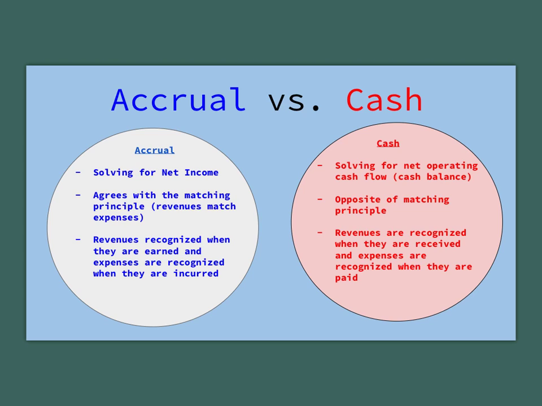On the other hand, when we talk about cash accounting, we're trying to solve for the net operating cash flow, or more generally, our cash balance. And this is the opposite of the matching principle, because revenues are going to be recognized when they are received and expenses are recognized when they are paid. So revenues ultimately in cash accounting are going to be cash receipts, and expenses would be our cash disbursements. Another way of saying that is also our cash inflows and our cash outflows.